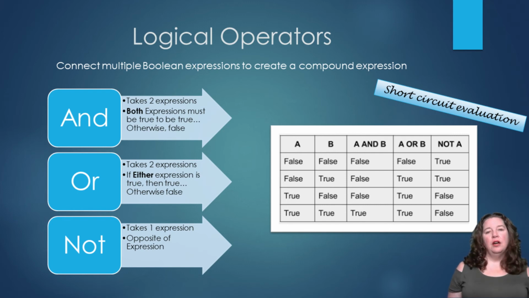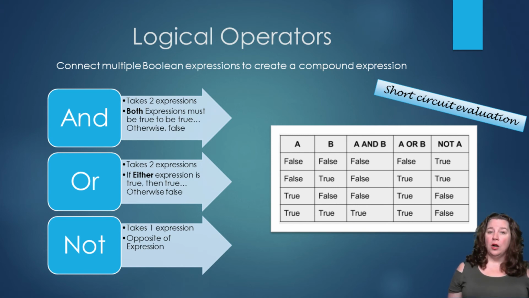If you use an and, both of your expressions must be true for it to be true. Otherwise, it's false. So with an and, there is one true condition and three false conditions. If they're both true, it's true. Otherwise, one is false and the other is true, or the first one is true but the other one is false, or they're both false. So those are all three of the possible false conditions with an and.